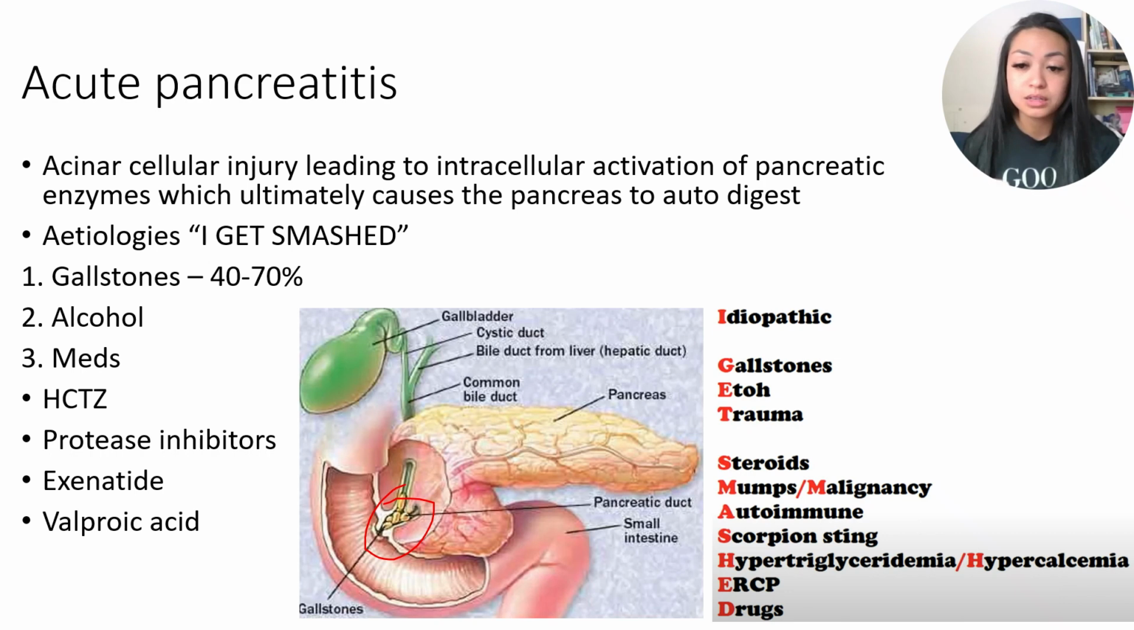Scorpion sting can trigger injury to the pancreas. Hypertriglyceridemia, so high triglycerides, and hypercalcemia, high calcium in the blood. ERCP: acute pancreatitis can be caused by iatrogenic procedures, procedures that we as medical personnel perform on the patient, ERCP for instance. And D for drugs, like protease inhibitors, exenatide, hydrochlorothiazide, and valproic acid, which we have already discussed, okay?